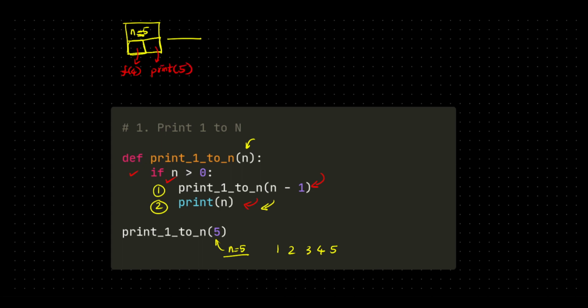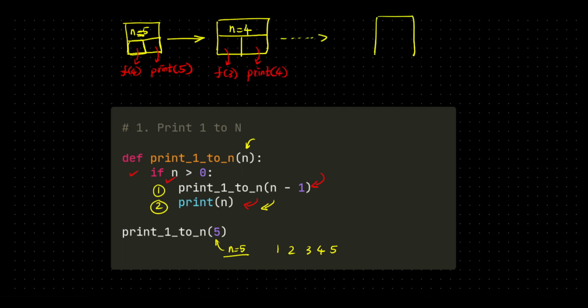And since f of 4 needs to be computed, it will call f of 4 here, and this depends on f of 3. After f of 3 is done, it will print 4. This will continue, and we will eventually have the last state n equals 1, where f of 0 needs to be called, but it would be terminated. And the first job that this function does after the next function is called is print 1.